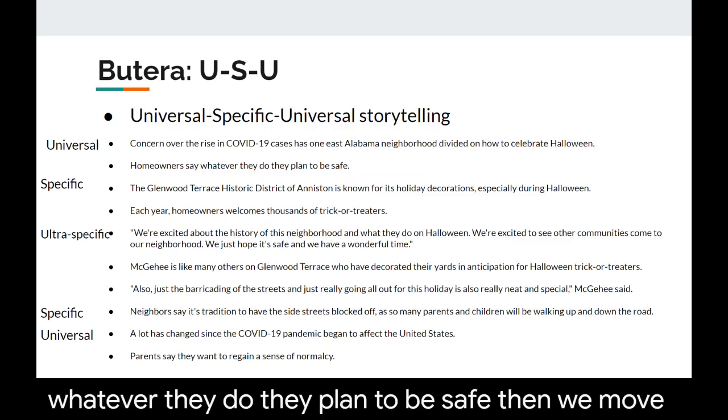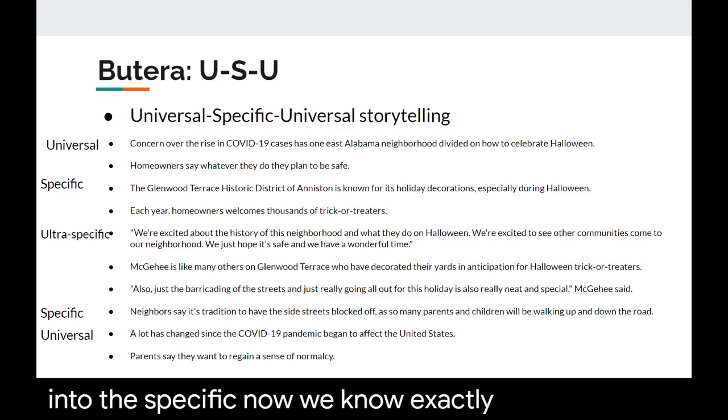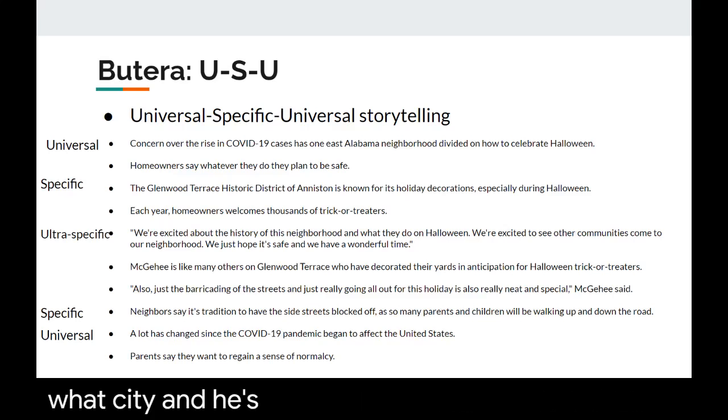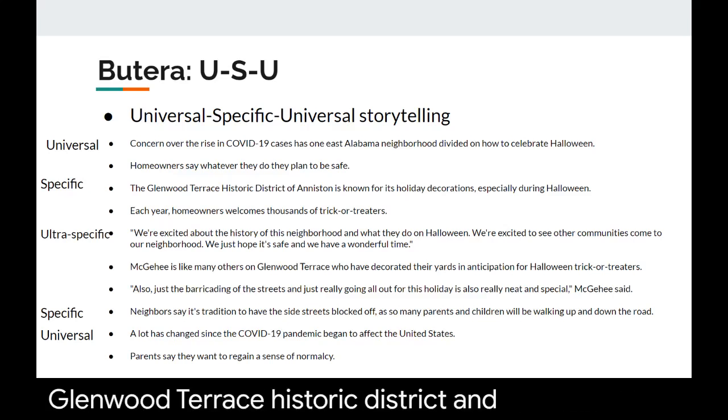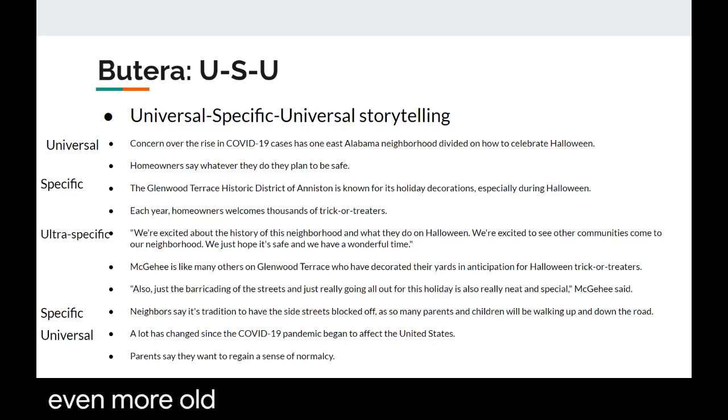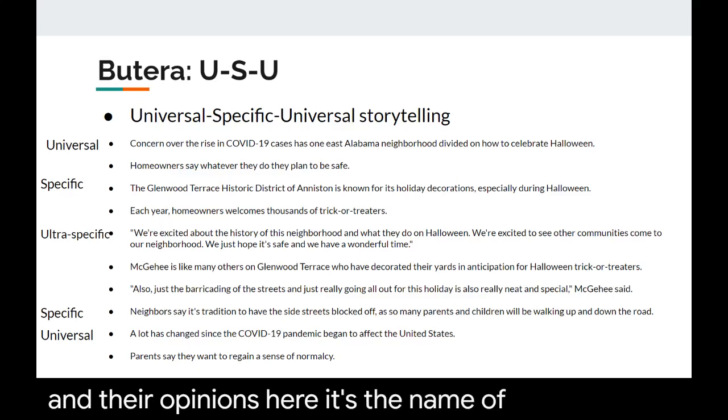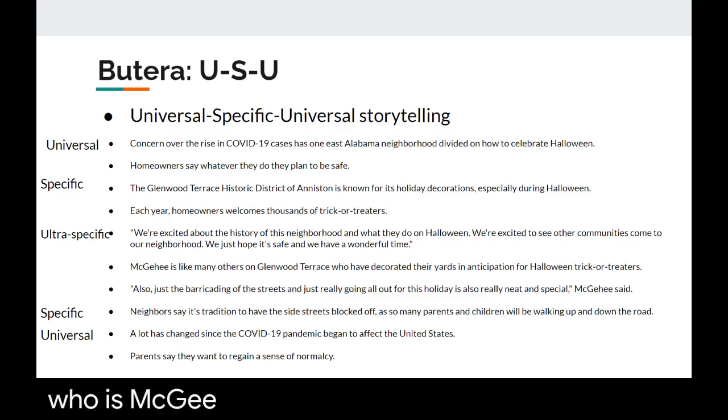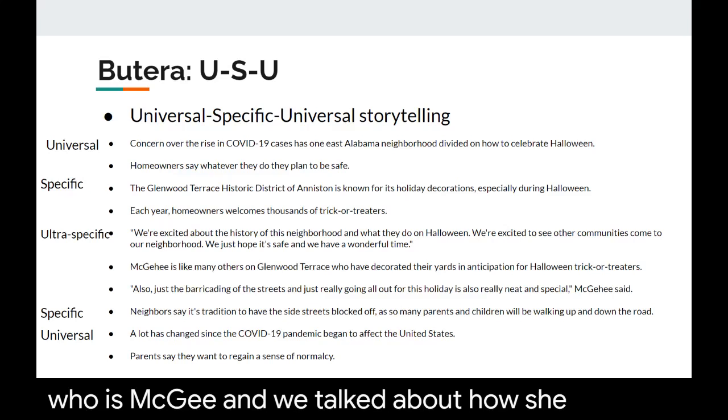Then we move into the specific. Now we know exactly what district of what city in East Alabama we're talking about, the Glenwood Terrace Historic District. And so then we get even more ultra specific by focusing on one person and their opinions. Here it's the name of the neighbor, who is McGee. And we talk about how she feels about it.